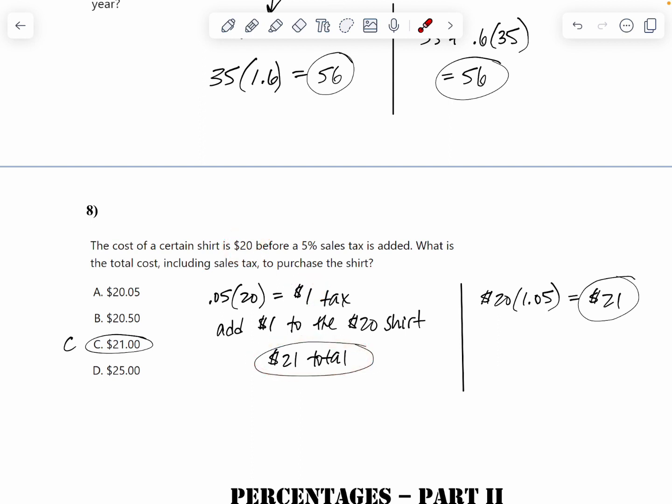If you want to think about a quicker, faster trick route, then take your $20 and multiply by 1.05 because you have to pay 100% of the shirt plus an additional 5% sales tax. That's a shortcut of doing this over here, just taking the 20 and multiplying by 1.05. Either way you look at it, you got $21, okay?